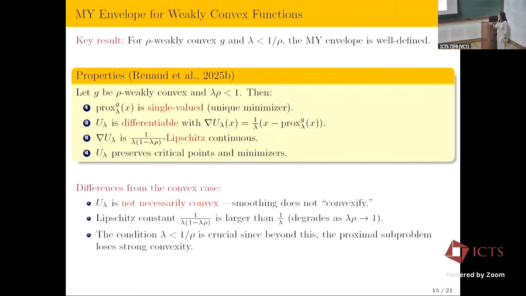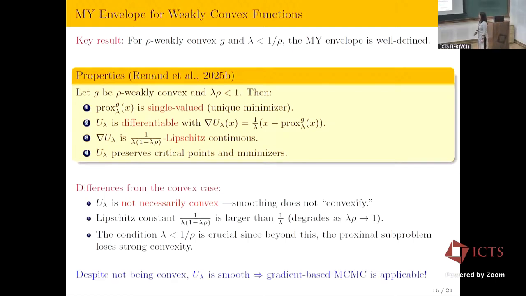And then this condition seems critical, because what this condition ensures is that inside the proximal calculation, inside the inf function, what you have remains convex. Right? And so that means you can actually evaluate and get the proximal mapping analytically. So the story from this slide is that despite not being convex, U lambda is smooth, and so gradient-based MCMC is applicable as long as lambda is less than 1 by rho.